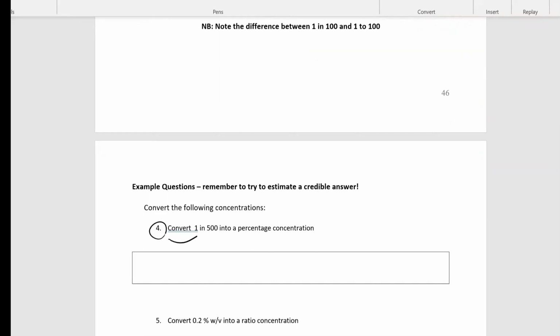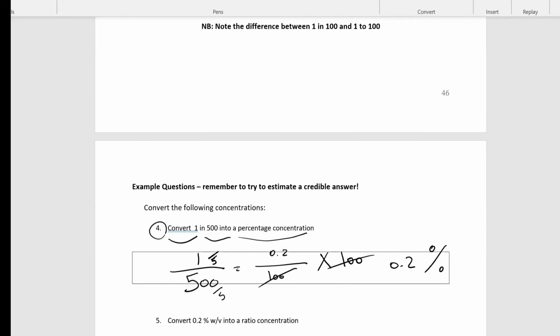Convert 1 in 500 into a percentage concentration. So 1 in 500 is equal to... you need to divide both of them by 5. Divide both of them by 5, it's 0.2 in 100. Then you will times 100, and then you will get 0.2 percent.